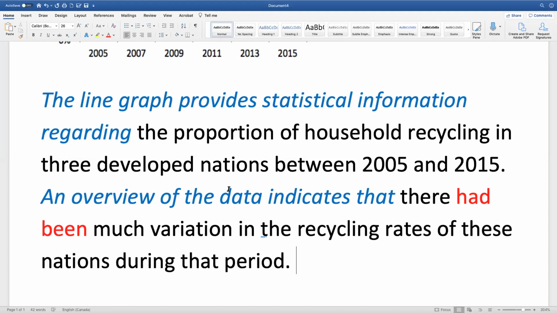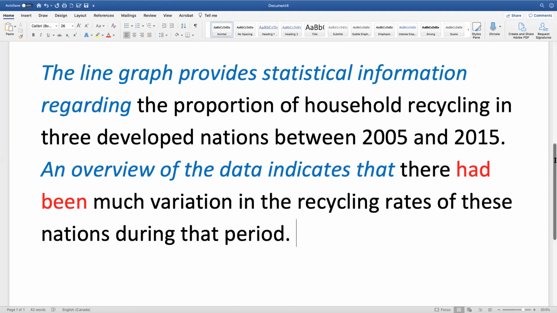Most important here is the had been. Past perfect, okay? We have past perfect because it's in the past. Okay. Any questions? No, thank you.